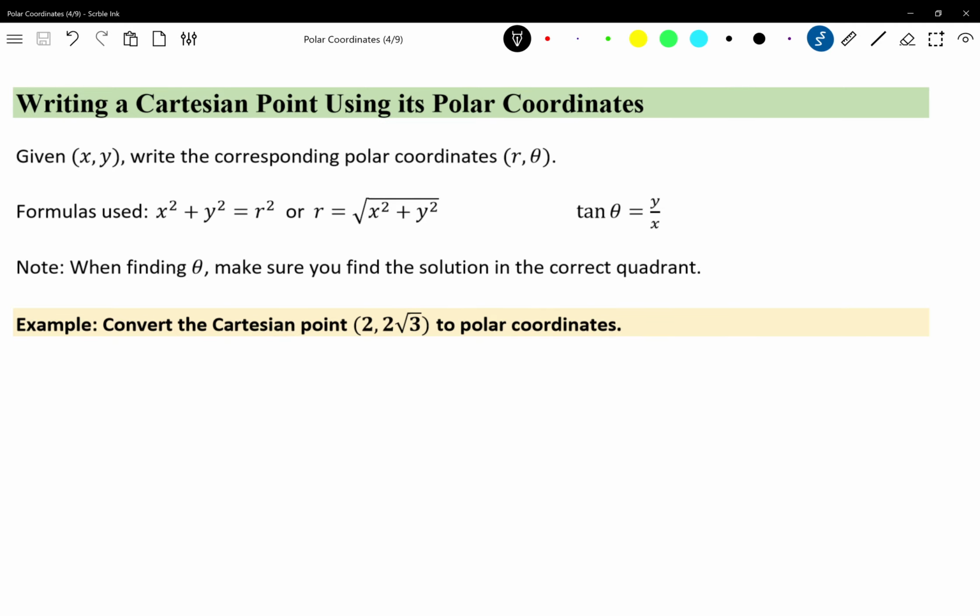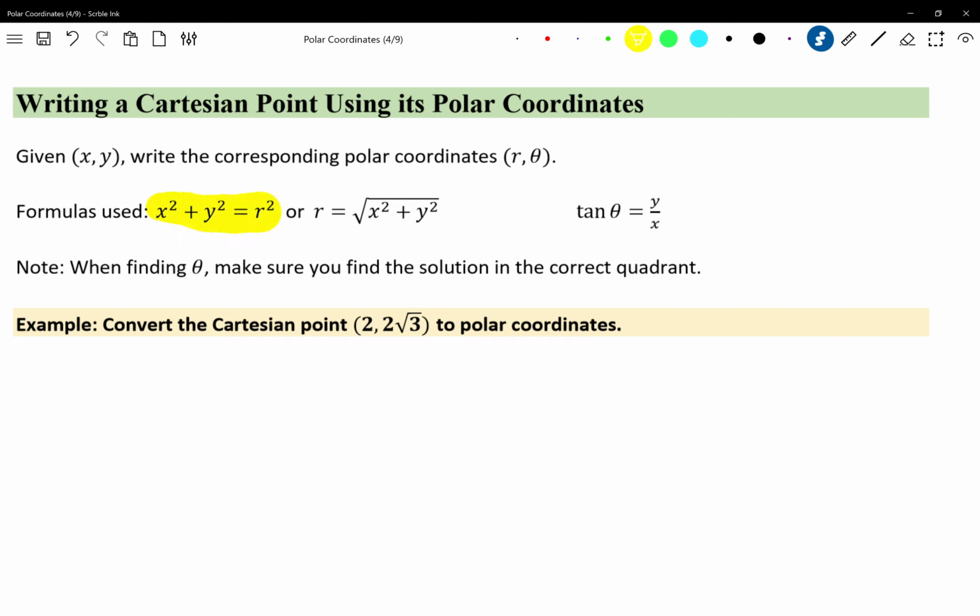So as I said before, converting a rectangular point to the polar coordinate system does take a little bit more energy, I guess you want to say, a little bit more thought, a little bit more concentration. So we're going to take a look at that. So remember the formulas we derived at the very beginning.